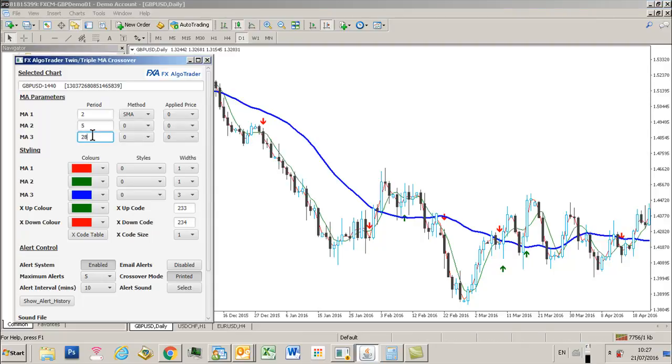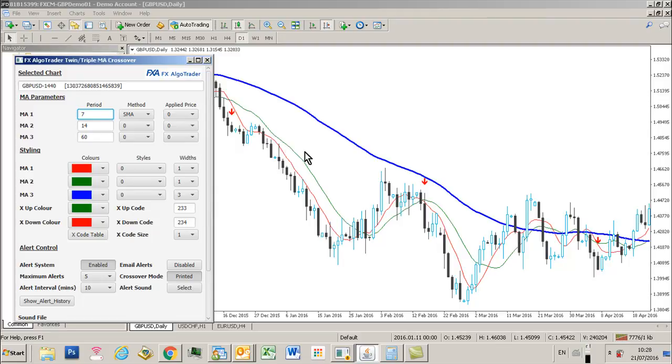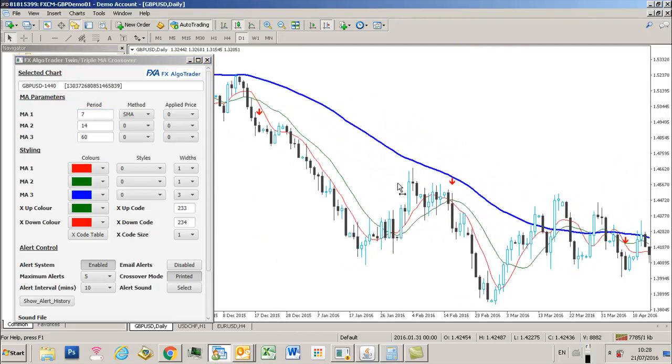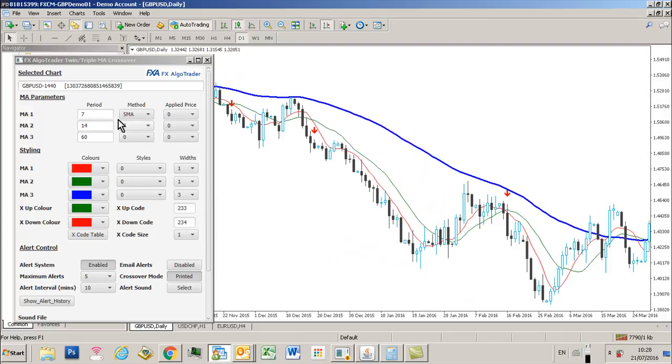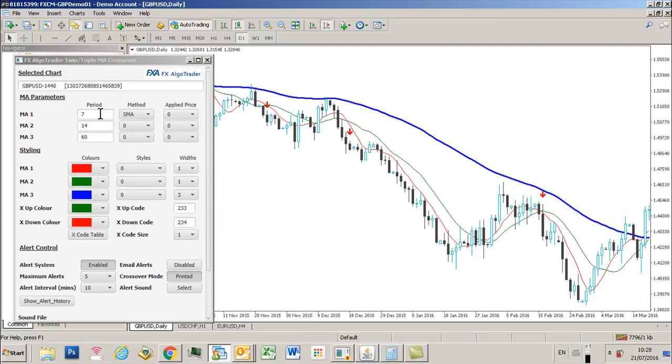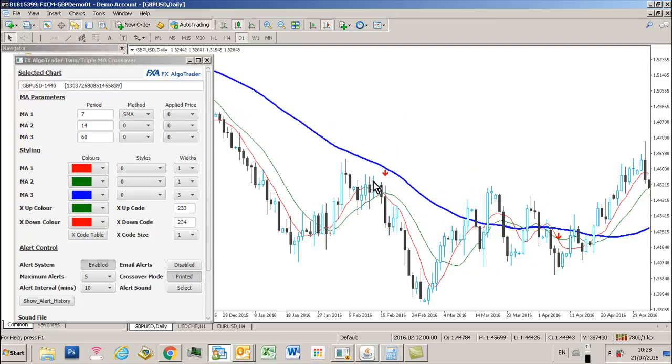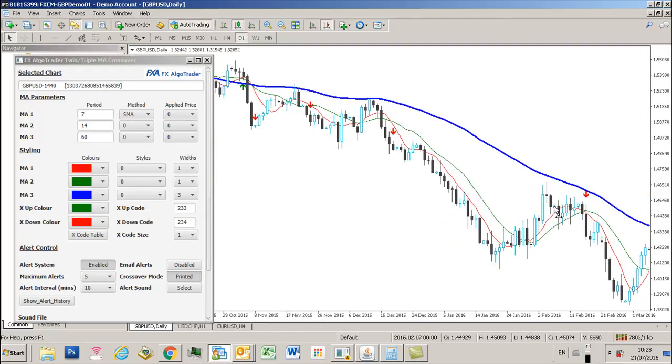Let's see what happens if we go for a 60 period long term, a 14 medium term, and a 7. That's quite interesting. The 60 period long-term moving average is 60 days, so that's 2 months. So we're getting a nice smooth long-term moving average. Medium-term moving average 14 days, 2 weeks. And the short-term moving average 7 days. And that's giving us what appear to be much better signals, fewer of them, but quality ones.